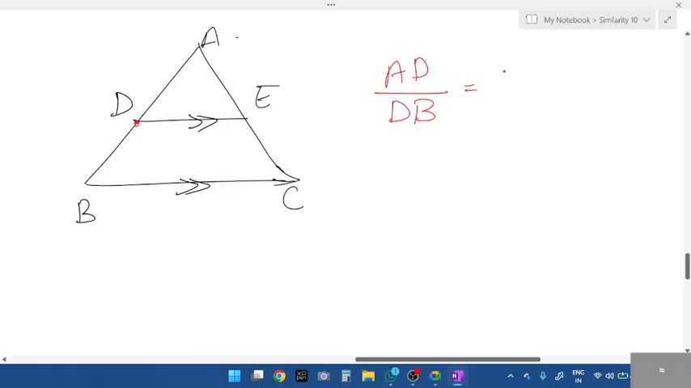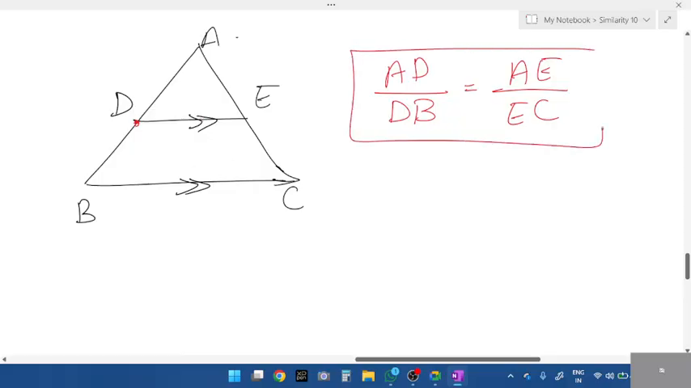On the right hand side, what do we have? All of you unmute and respond. On the right hand side, AE divided by AC. So whenever two parallel lines are given, the proportion will be the same. This is known as the basic proportionality theorem. Basic proportionality theorem is for parallel lines, students. Remember, wherever there are parallel lines.